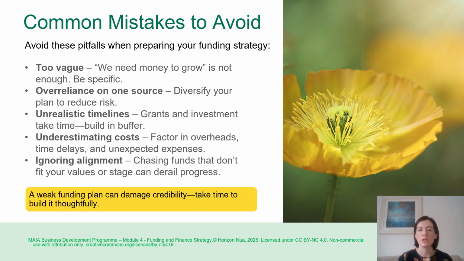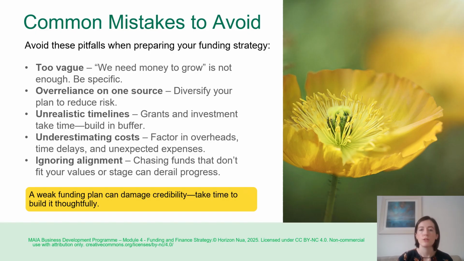Another risk is relying too heavily on one funding source. If that grant doesn't come through, or an investor backs out, your whole plan could stall. Try to identify at least 2 or 3 potential sources to build resilience into your strategy.